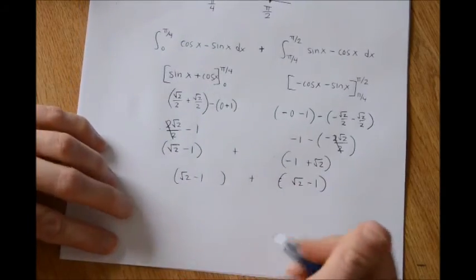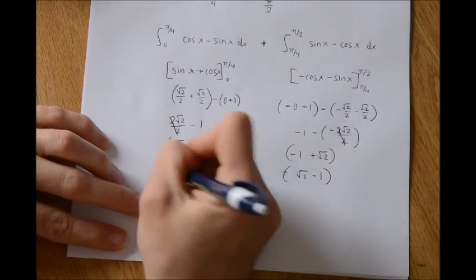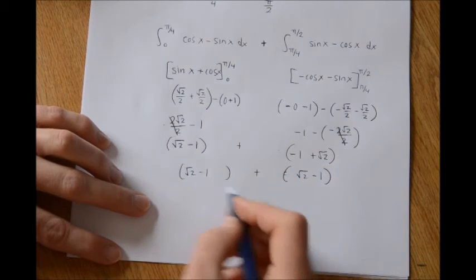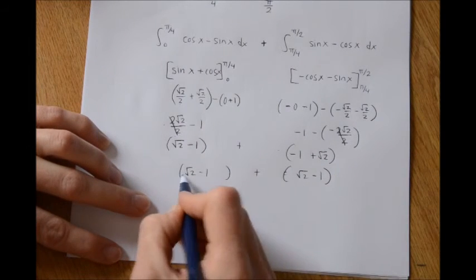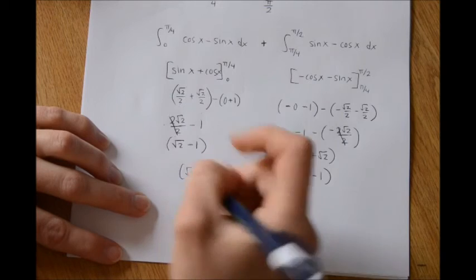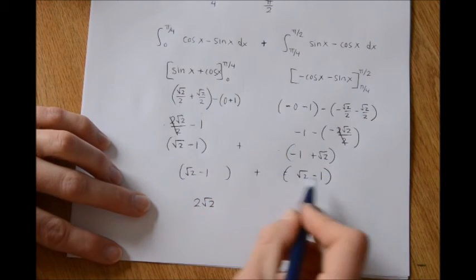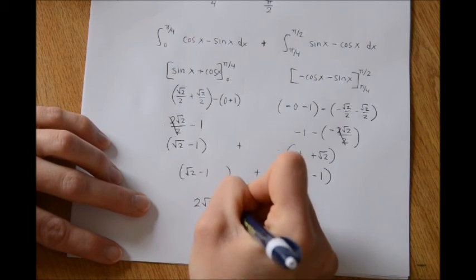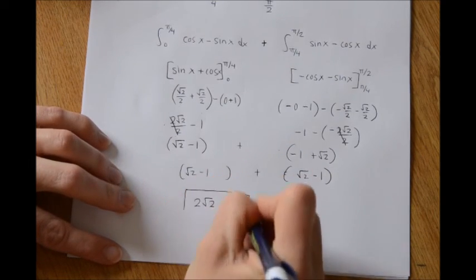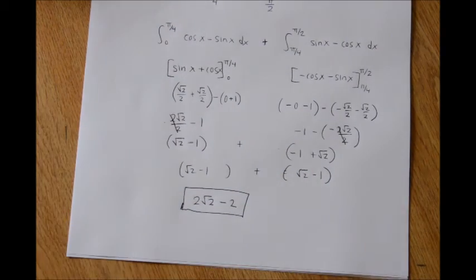So now we're going to add these two together. Okay, so the total area is going to be square root of 2 plus the square root of 2, which is 2 square roots of 2. And then -1 plus a -1, which is -2. Okay, so that is the total area of the two.